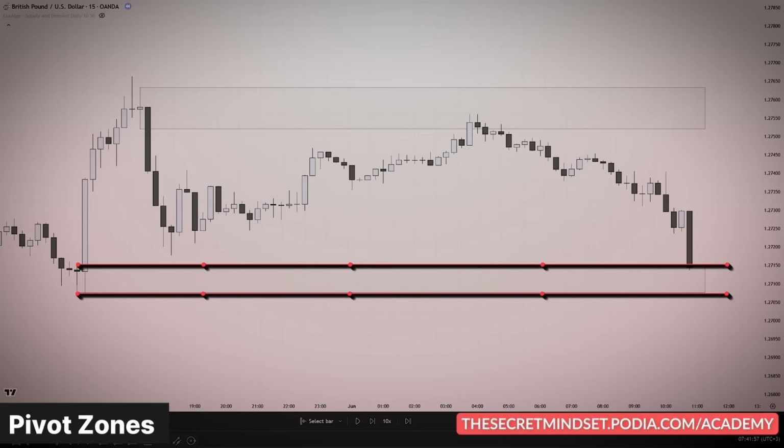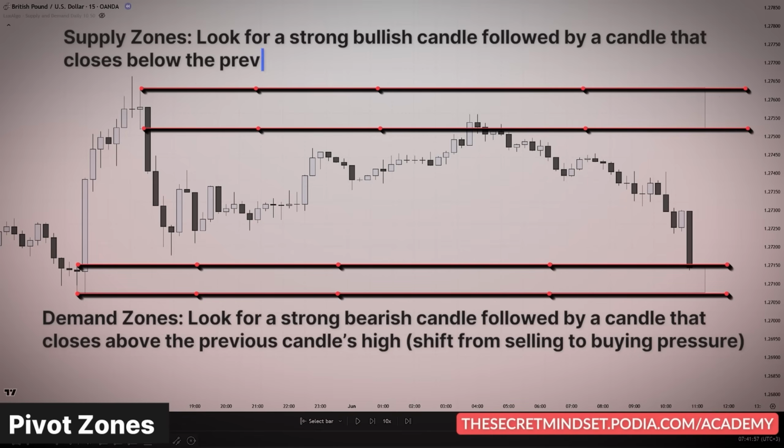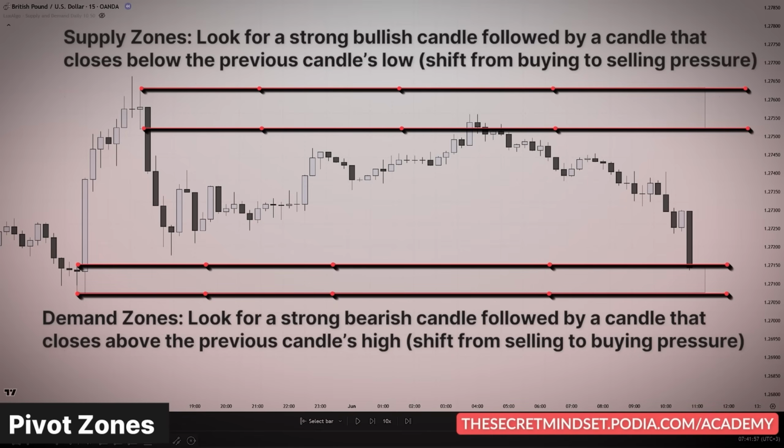For a potential demand zone, you want to look for a strong bearish candle where the next candle closes back above its high, signaling a shift from selling pressure to buying pressure. For a supply zone, you're watching for a strong bullish candle where the next candle closes below its low, indicating a shift from buying to selling. The key is that these pivots are happening quickly. Price isn't spending much time in these areas before reversing.